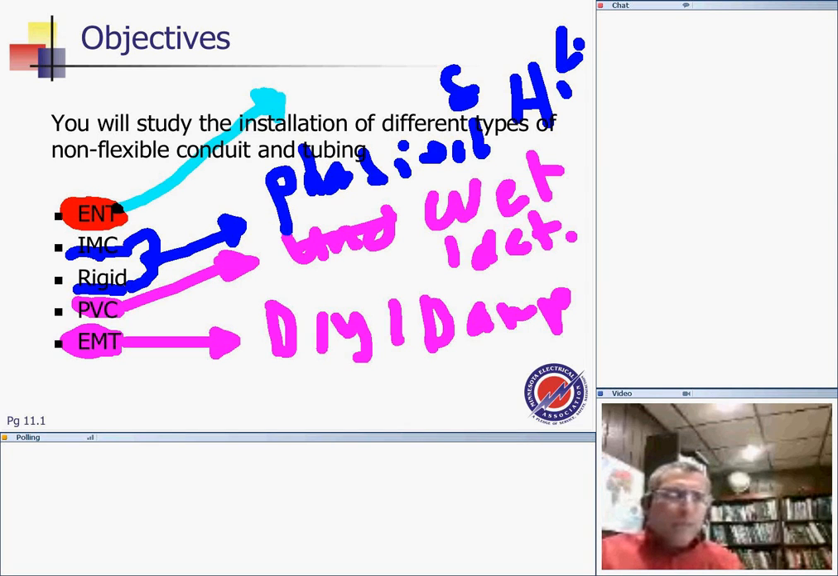ENT is electrical non-metallic conduit or tubing. It's non-metallic, so it's great in a corrosive environment. If you have a corrosive environment, think of ENT conduit as almost PVC in terms of application. Wet location, highly corrosive environment: PVC or ENT conduit is going to be there.